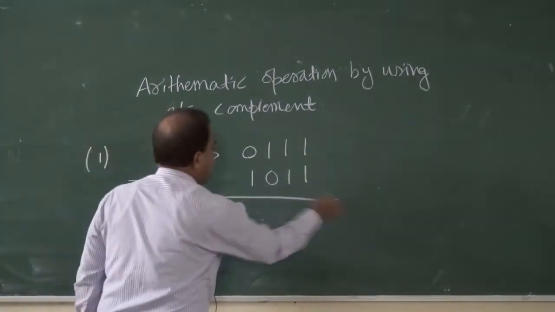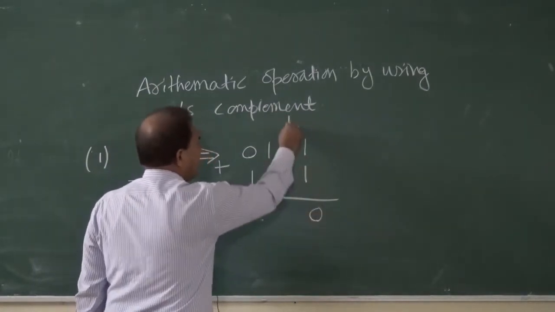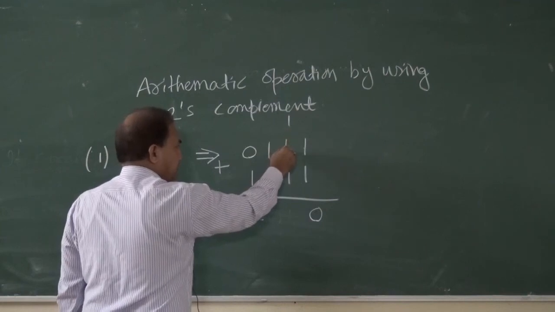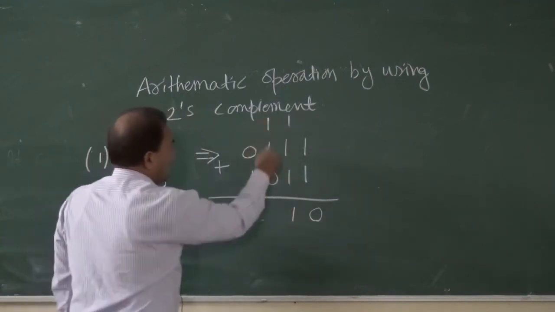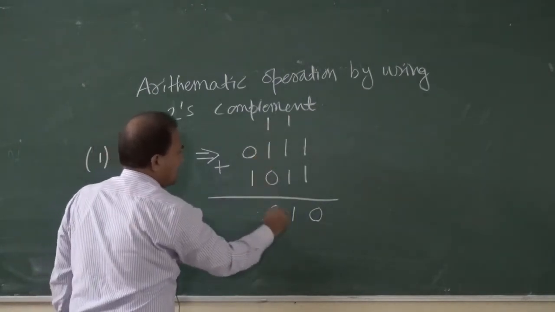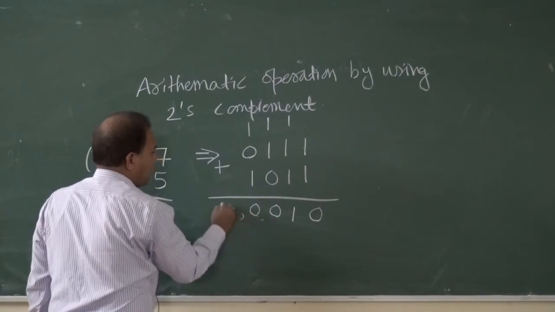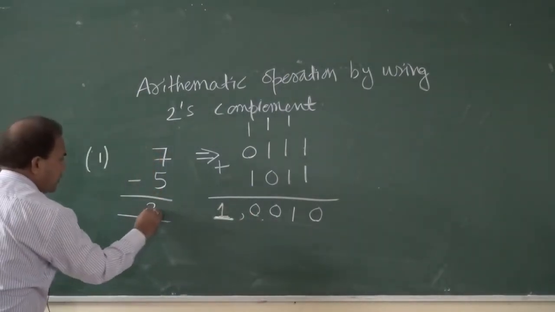Then you can add: 1 plus 1 is 0, carry 1. 1 plus 1, 0, carry 1. Then 0 plus 1, it is 1, carry 1. 1 plus 1, it is 0, carry 1. 1 plus 1, 0, carry 1.